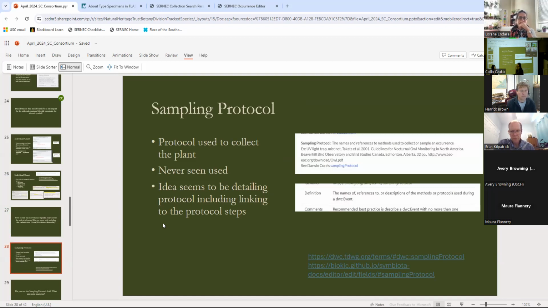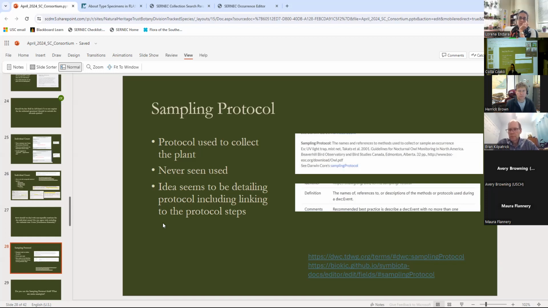Is this mine or yours? It's yours. Oh, it's mine, sorry. Sampling protocol. So it's the protocol used to collect the plant. I have never seen it used. It's supposed to be detailing a protocol, and the examples that they use include a link detailing the protocol. I can't even comment on what's supposed to go in this field because I've never seen it for plants.